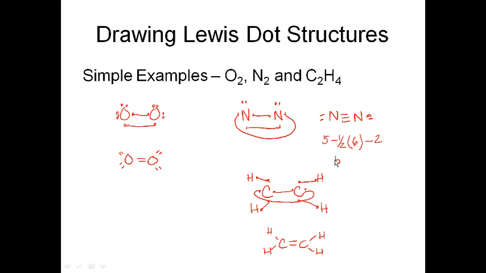And so if I do that, I got 5 minus 3 minus 2, which means I have a formal charge of 0 for both of these atoms. Same thing would be true for oxygen.